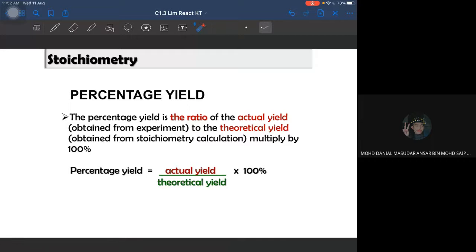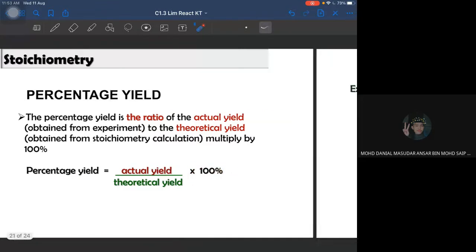Okay. Right. So the last part is we want to look at percentage yield. Okay, so percentage yield is the ratio of actual yield. So the actual yield usually comes from the question or from the experiment you did. Okay, we compare it to the theoretical yield. This we get from the calculation from the stoichiometry. And then since it wants a percentage, we multiply by 100%.